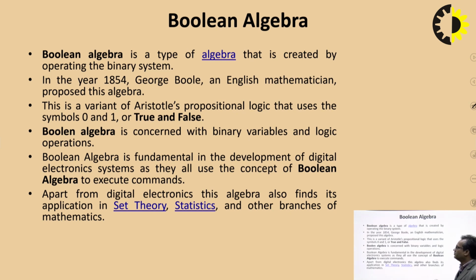So let's discuss from where the Boolean algebra comes from. Boolean algebra is a type of algebra that is created by operating the binary system. It was given by George Boole in 1854. He was an English mathematician who proposed this algebra. This is a variant of Aristotle's propositional logic that uses the symbols 0 and 1 as true and false format. Boolean algebra is concerned basically with the binary variables and logical operations.